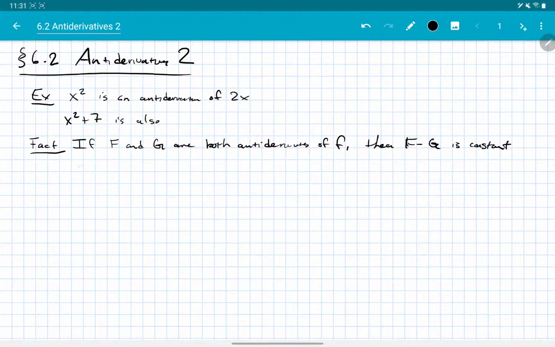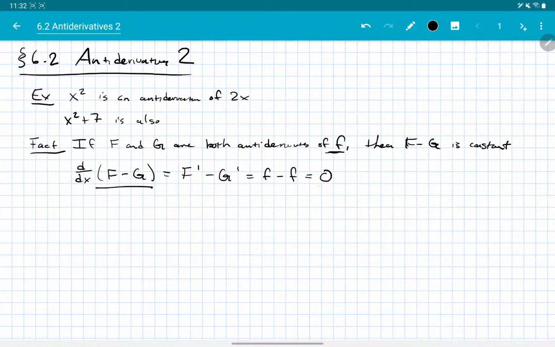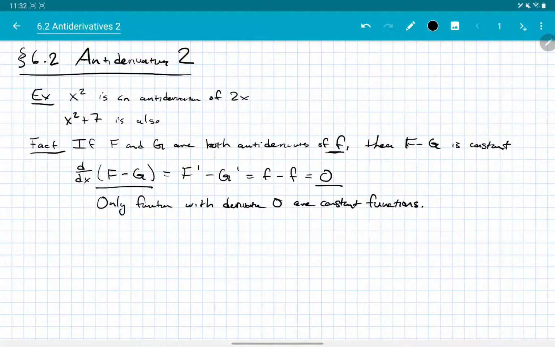How would we show this? Well, let's take a look at the derivative of F minus G. The derivative of F minus G is F prime minus G prime, but F prime and G prime are both f. So the derivative of F minus G is 0, and so the only functions with derivative 0 are constant functions. So this is indeed a true statement.